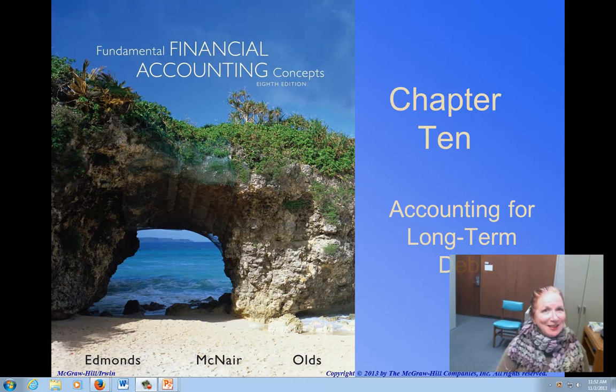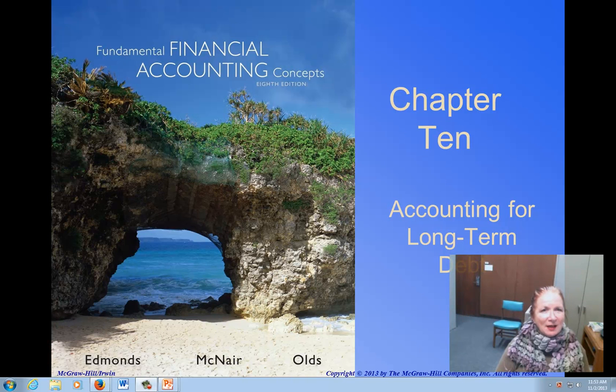We're closing in here. Chapter 10. We only have 13 chapters in the book, so we're moving right along, making progress. This week's topic is accounting for long-term debt.